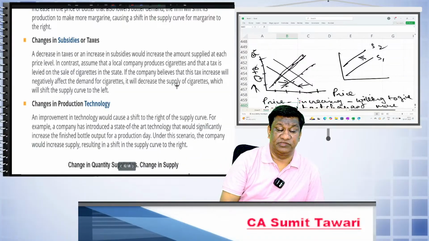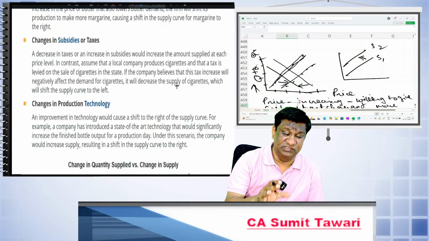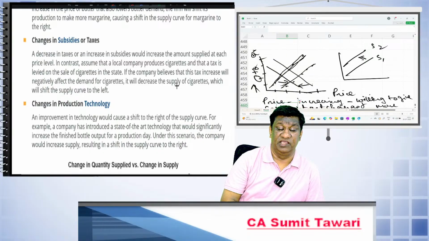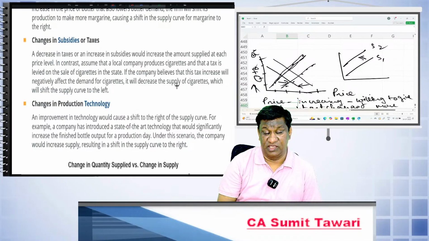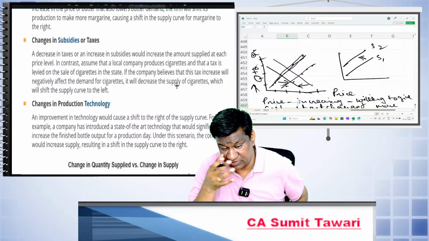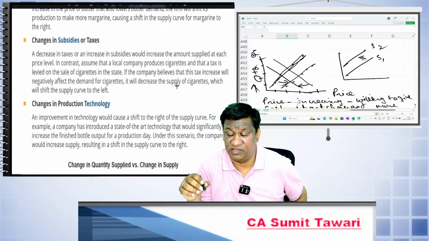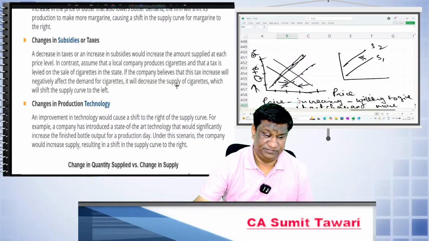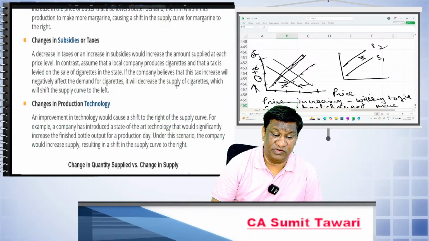Changes in subsidies or taxes. Any taxes or subsidies will affect the cost of production. Because of that, if the cost of production increases or decreases, there is a shift in the supply curve. If the cost of production decreases, the supply curve shifts to the left side, and if the cost of production increases, the supply curve shifts to the right side. So a decrease in taxes or an increase in subsidies would increase the amount of supply at each price level.